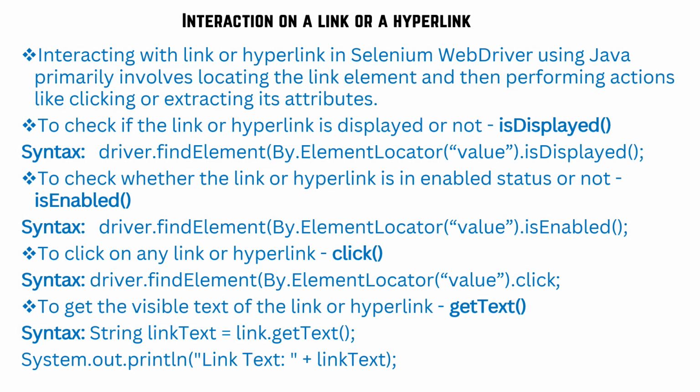Similarly, first we can check whether it is displayed or not, and whether it is enabled or not. After that, in case it is enabled, we can click on the link or hyperlink. Sometimes it might open a new page or new window as well, and we can get the text of the link, whatever text is available. Most of the time, to interact with the link, we'll be using link text or partial link text. Otherwise, we can go with XPath or CSS.